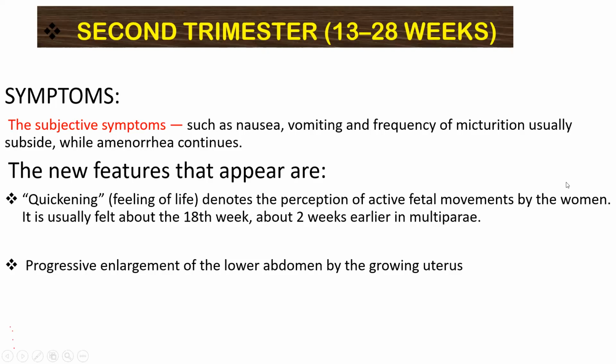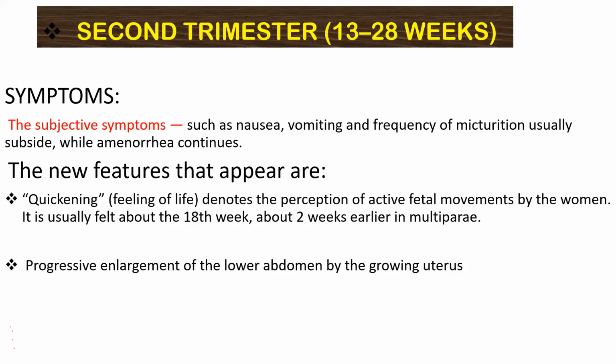But the frequency of micturition that you find in the first trimester will subside. Subside means it will disappear, or else it will be less. That is known as subside. The nausea will still continue in the second trimester, and vomiting will still continue, and amenorrhea also will still continue. Now, what are the new features that will appear in the second trimester?